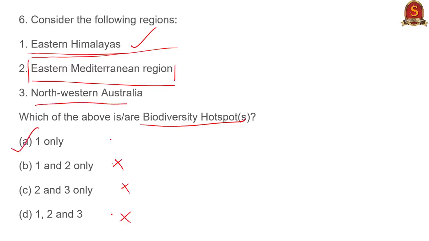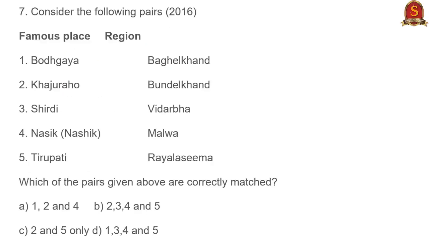You need not even worry about whether northwestern Australia has brimming wildlife. So all the focus was on option 2 itself. If you got it right, then the answer is fine. Moving to the next question, consider the following pairs matching the famous place and region.